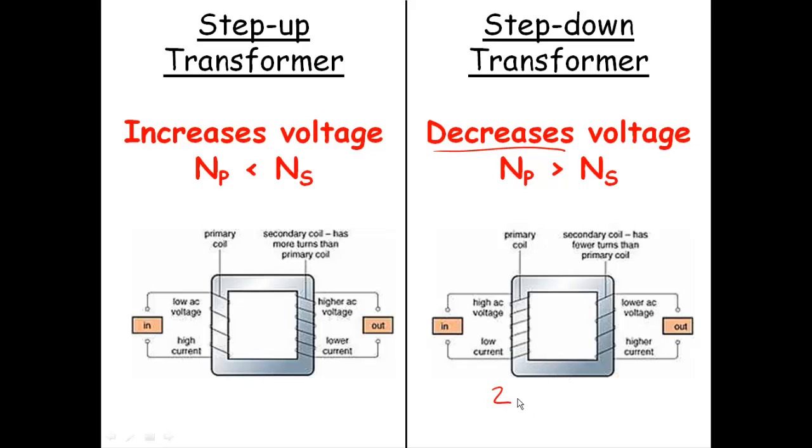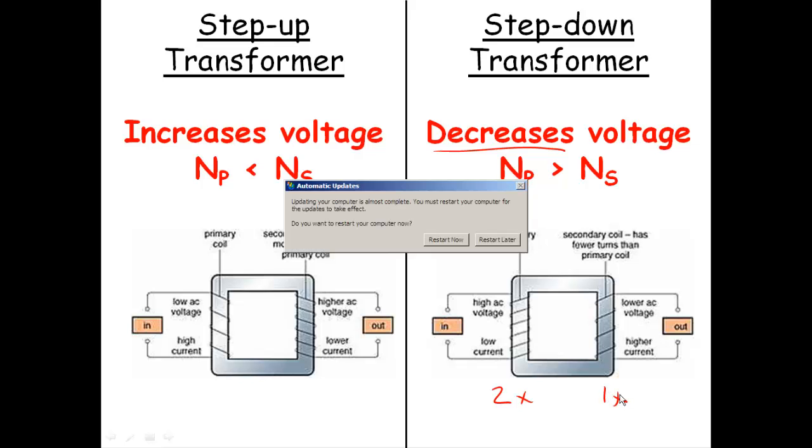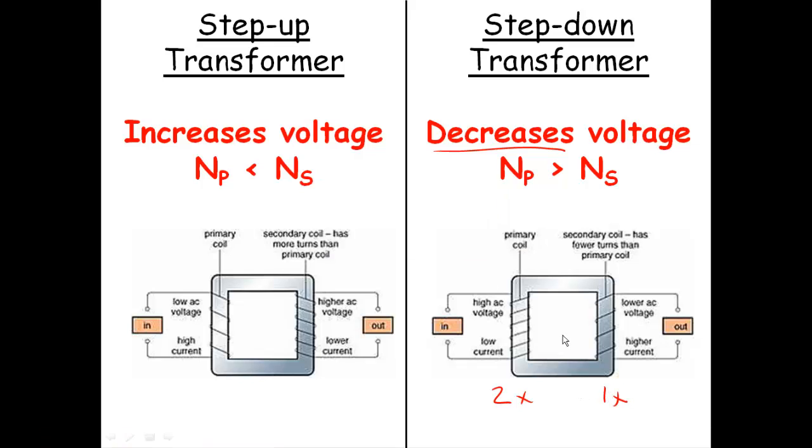If there's twice as many coils on the input side compared to the output side, we have less coils on the output, therefore less voltage. So it's a step down. If it's the opposite, then it's a step up. So whichever side has the most coils is the one that has the most voltage. If it has 4 times the coils, it has 4 times the voltage.